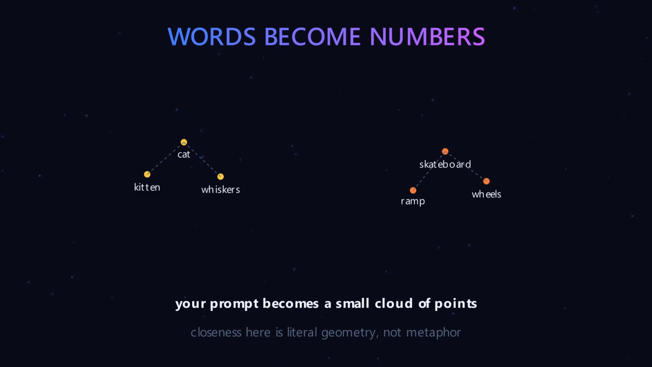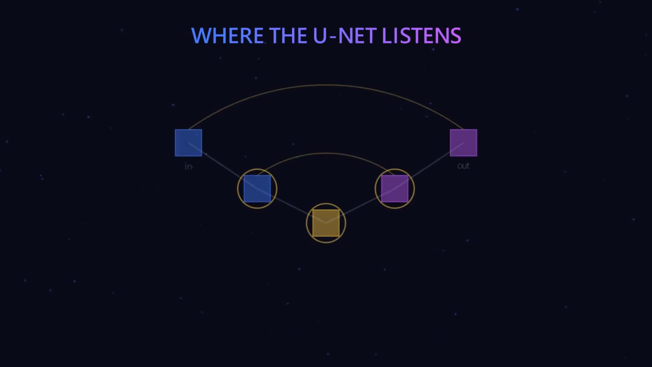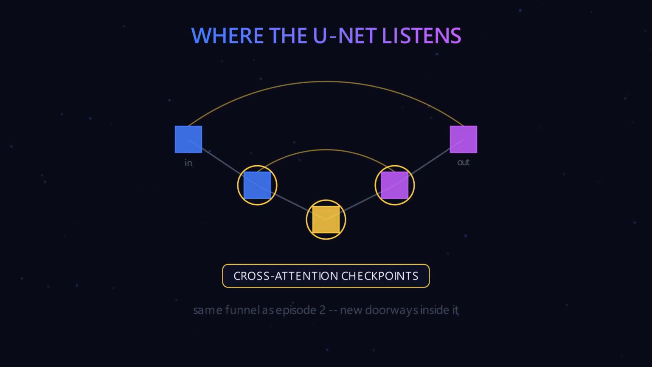Recall the UNet from episode 2, the funnel-shaped network that takes the noisy latent and predicts the noise inside it, squeezing the image down through narrowing layers and back up again. Deep inside that funnel, at multiple resolutions, sit special layers whose entire job is to let the image and the text talk to each other. These are cross-attention layers, and they are the doorway conditioning walks through. Nothing about the UNet's basic shape changes. The same convolutions, the same skip connections we saw before. We are simply inserting checkpoints where the image pauses and asks the prompt a question.